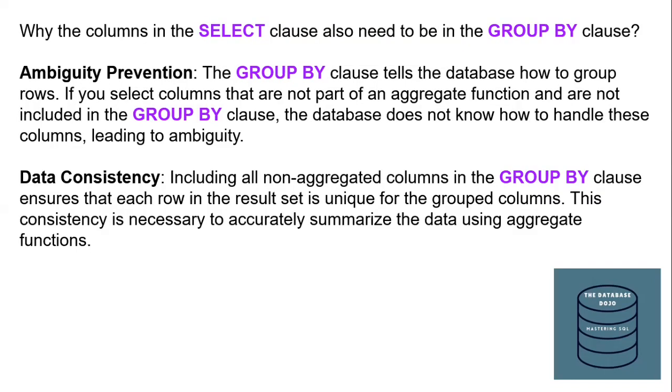Why do the columns in the select clause also need to be in the group by clause? Because that way we prevent ambiguity. The group by clause tells the database how to group rows. If you select columns that are not part of an aggregate function and are not included in the group by clause, the database doesn't know how to handle these columns, leading to ambiguity and data inconsistency.